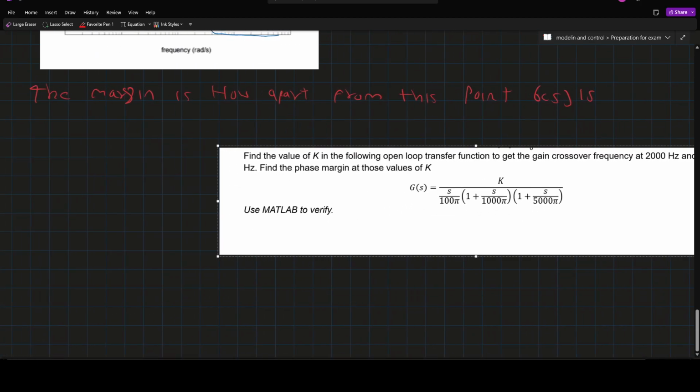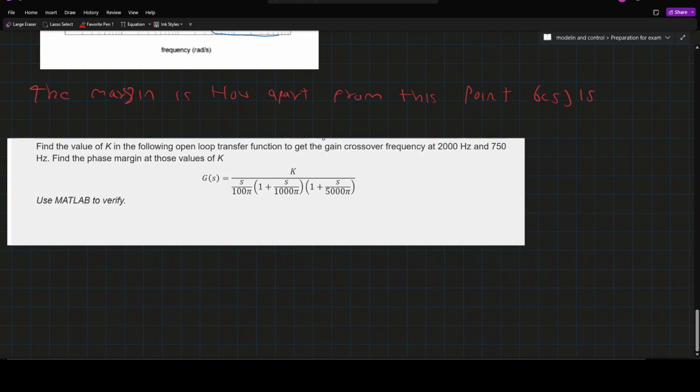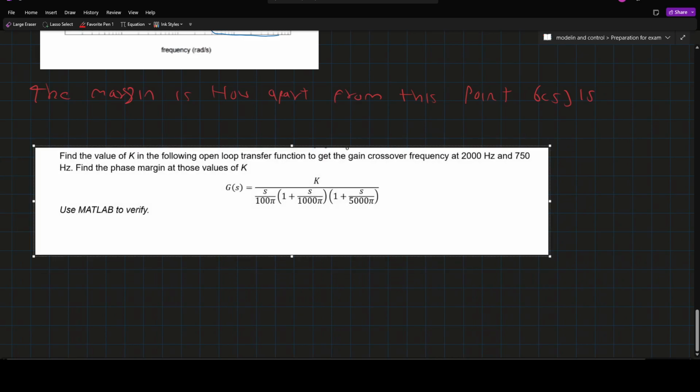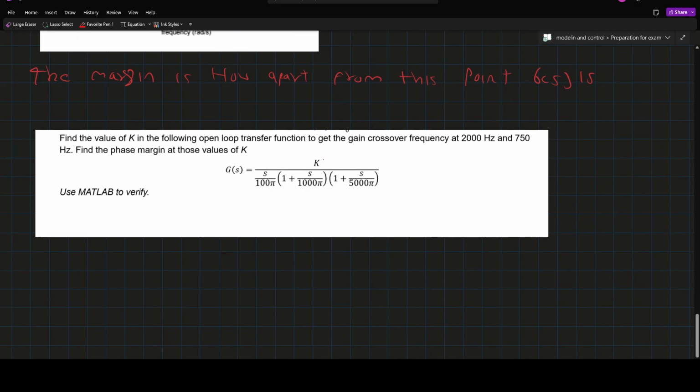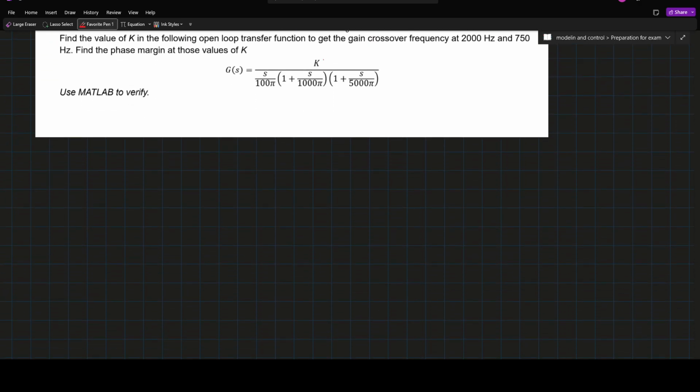Here we have our open loop function. They are giving us different frequencies to calculate the value of k, and they are asking us, at these frequencies, what will be the value of k that makes this system unstable in a closed loop. So basically what they are asking us is, what value of k makes our system equal to -1, equals to 1.